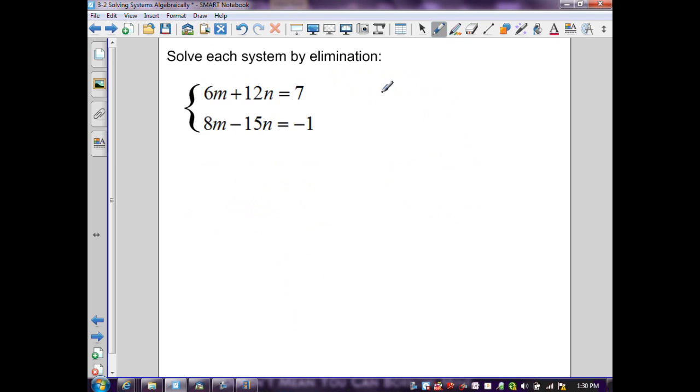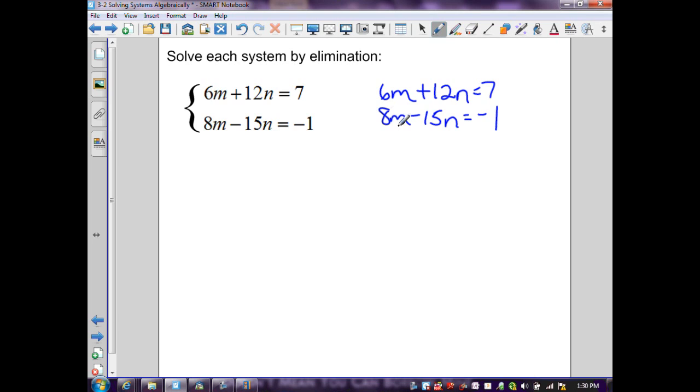My next example, I have 6m plus 12n equals 7, and 8m minus 15n equals a negative 1. This problem is a little bit more difficult because I have to multiply both equations by a number to get my coefficients to be opposites. You just have to choose which one you want to eliminate.